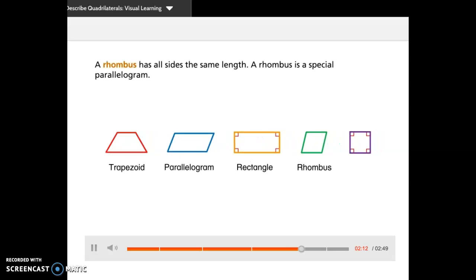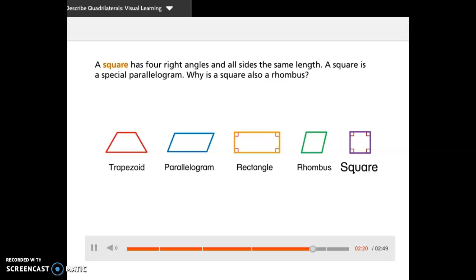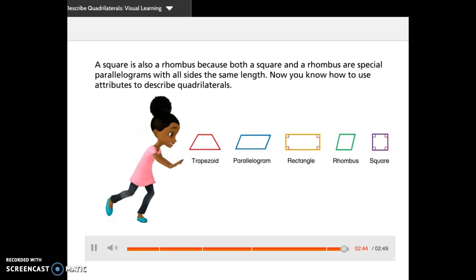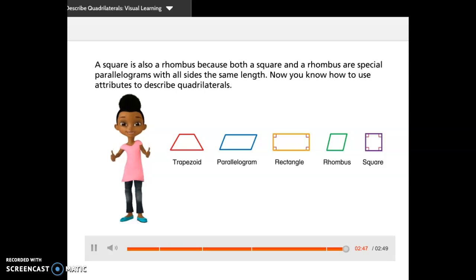A rhombus has all sides the same length. A rhombus is a special parallelogram. A square has four right angles and all sides the same length. A square is a special parallelogram. Why is a square also a rhombus? A square is also a rhombus because both a square and a rhombus are special parallelograms with all sides the same length. Now you know how to use attributes to describe quadrilaterals.